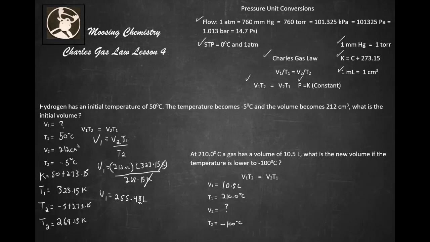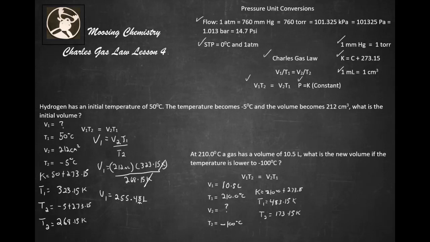Well, the first thing we have to do, of course, is convert our T1, T2 temperatures. Remember that K equals C plus 273.15. We'll do the 210 one first: 210.0 plus 273.15. So T1 is going to equal 483.15 K. T2 is going to equal 173.15 K, because 273.15 minus 100 is going to be 173.15.